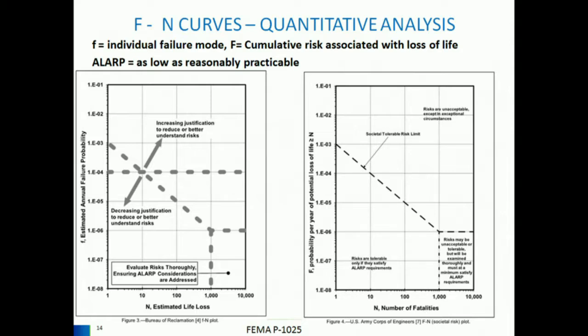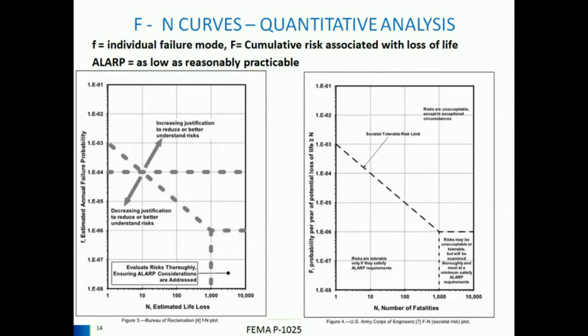And they have different identifications here, and one term, ALARP here, is that how you pronounce it? ALARP, yeah. What it means is as low as reasonably practicable. I think that's pretty self-explanatory on what that means. And you look at these terms again, as I mentioned earlier, individual failure mode, and the capital F is the cumulative risk with all the failure modes.